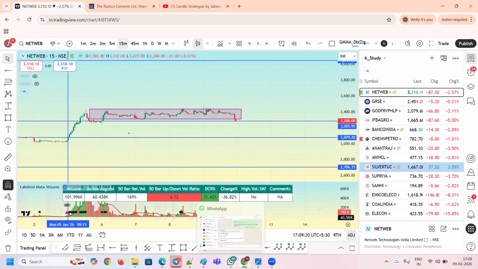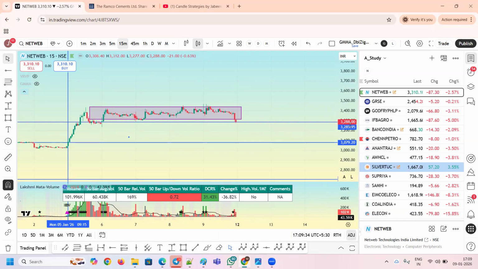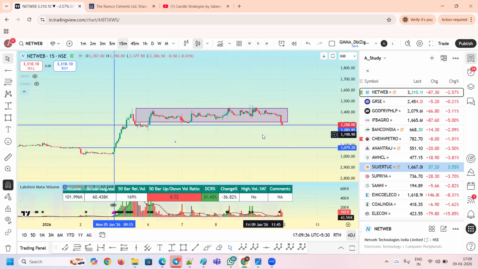Okay, are you able to see my screen? This is a clear uptrend, but this is a sideways move. Are you clear? Any doubts still here? It's clear, ma'am.